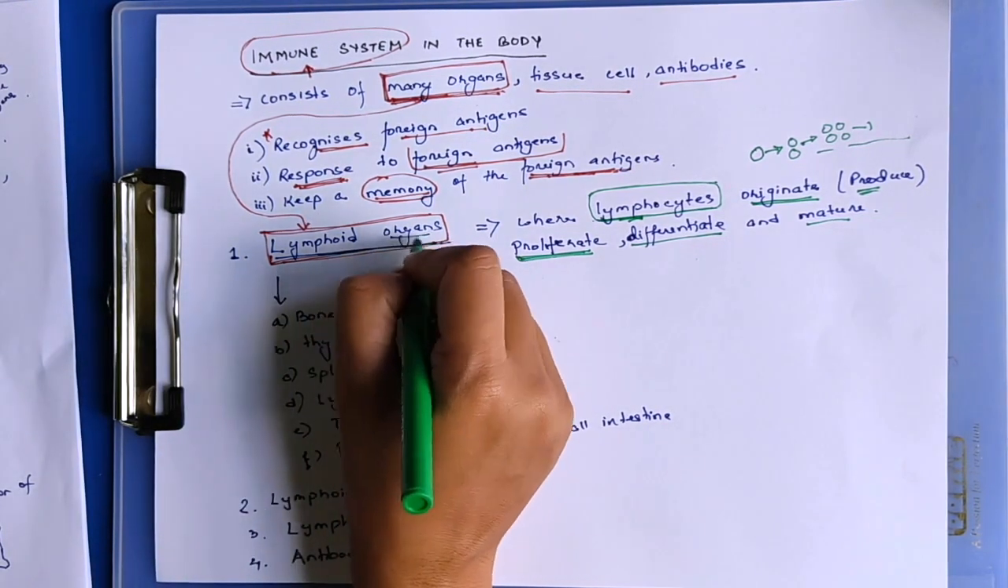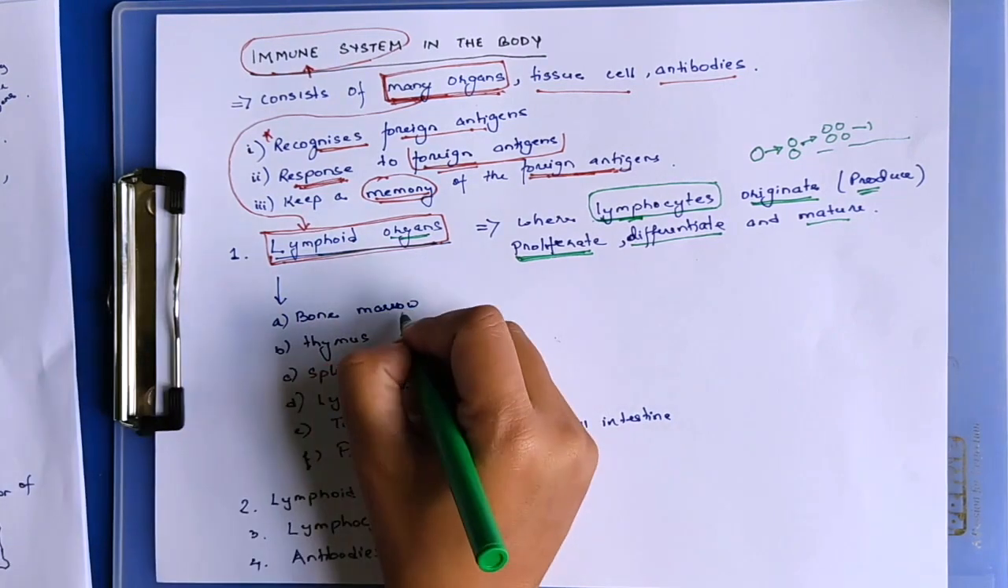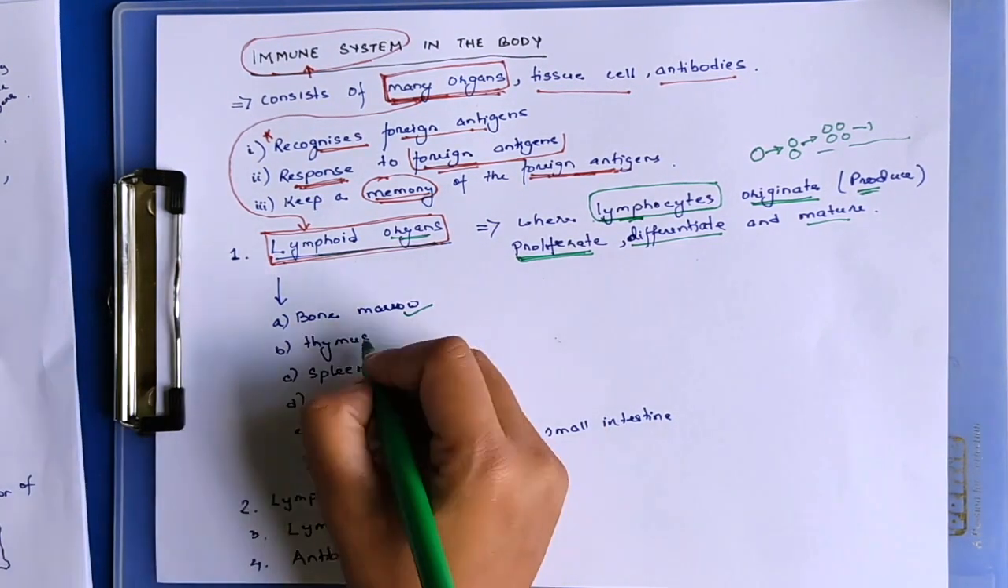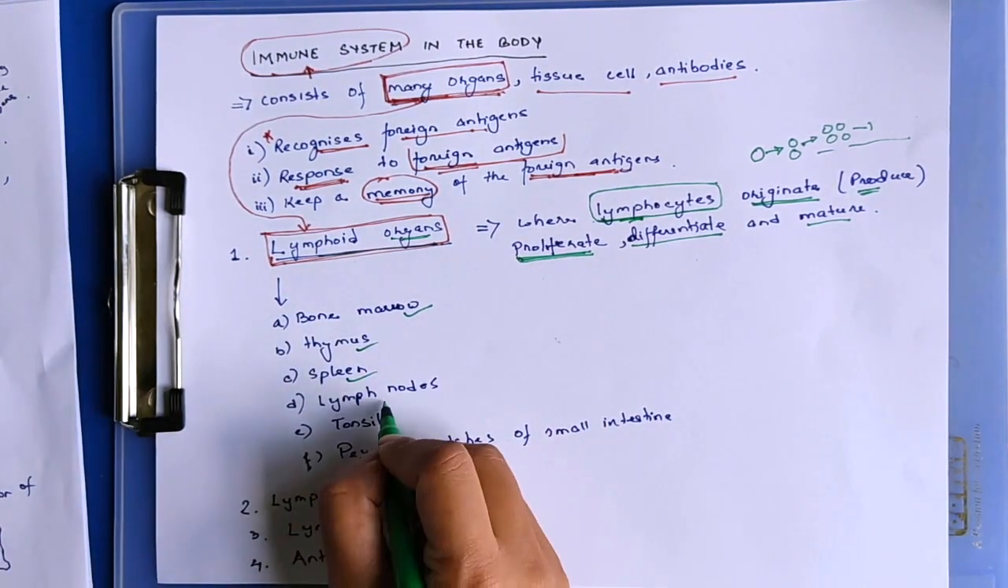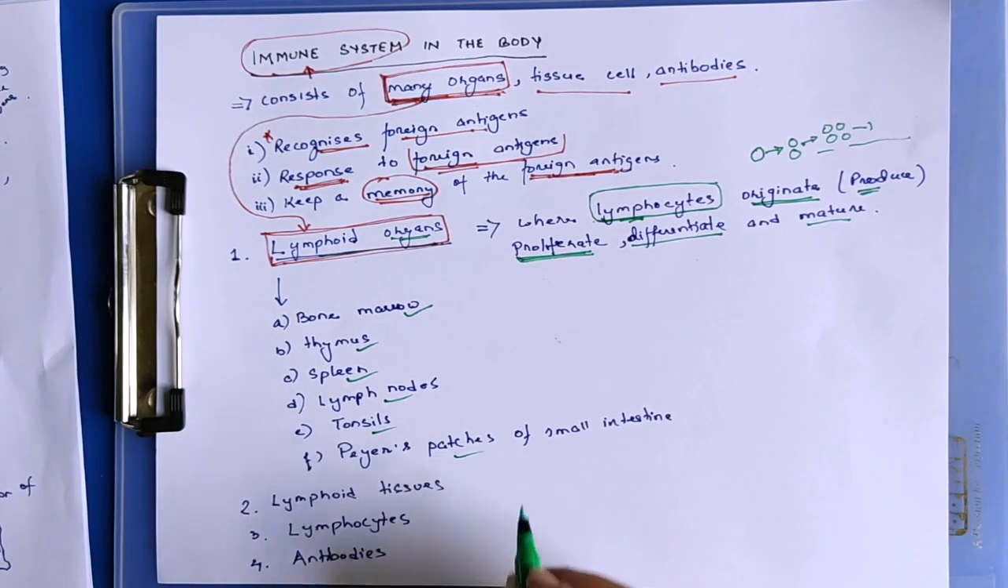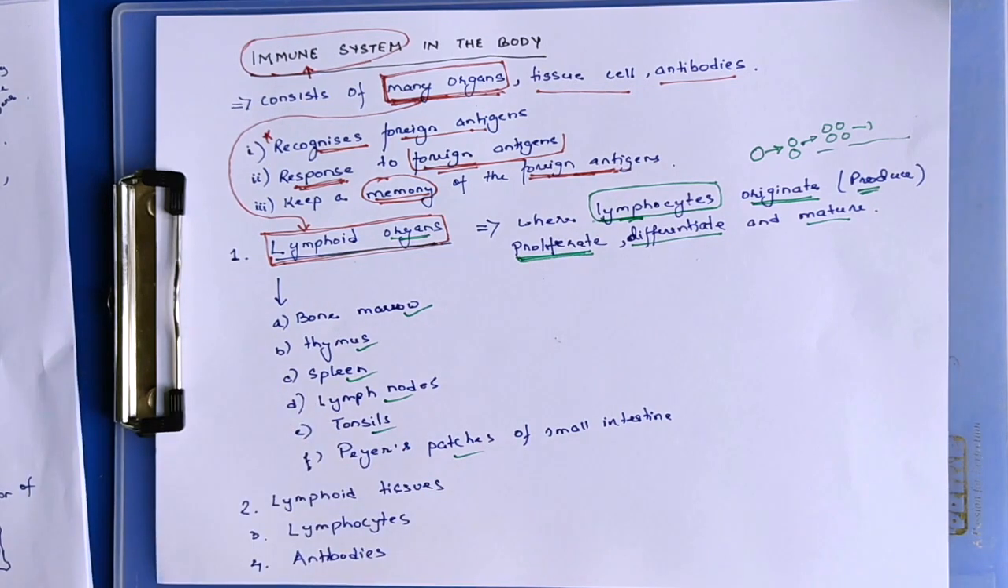The lymphoid organs are: first, bone marrow, thymus, spleen, lymph nodes, tonsils, and Peyer's patches of the small intestine. All of these come under lymphoid organs.